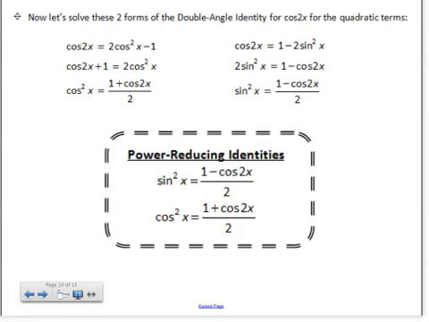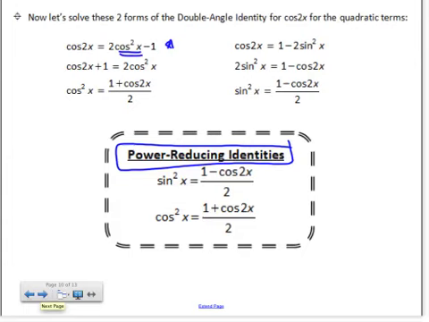Well, down the road, it's useful to have these power-reducing identities. All right, let's see how we got to them. If we take cosine of 2x equals 2 cosine squared x minus 1 and solve that for cosine squared, you can see that to solve that, we would add the 1, and then we're going to divide by 2. Okay? That's how we get to that one.